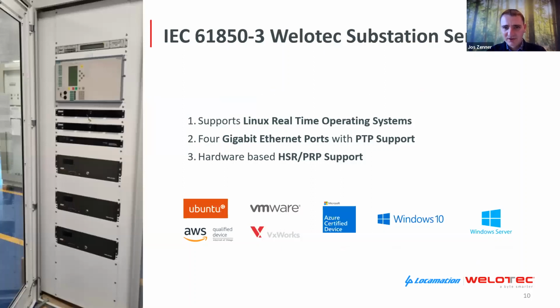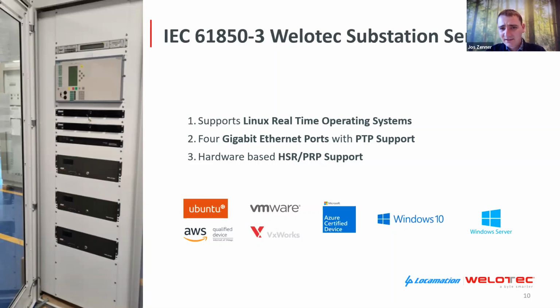In short, for the application that we are doing with Locamation, very important is that the substation server is supporting Linux real-time operating systems where the applications can run on, so that we can really work in real time. In addition to that, that the Gigabit Ethernet ports support PTP. And then for many other applications and substations, the HSR PRP support is very important, especially the hardware support, because software implementations often have issues in performance and might fail easier.